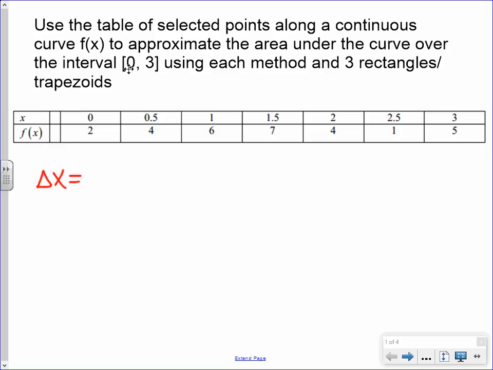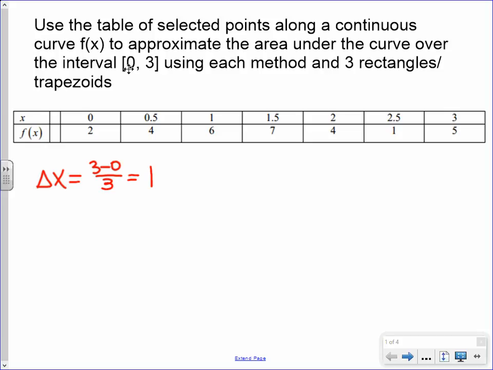Our interval stretches from 0 to 3. So B minus A over, we want three rectangles. How wide are our rectangles? Our rectangles are width 1, or our trapezoids have height 1. So this is what I like to do with tabular data, so I can really visualize where my rectangles are.